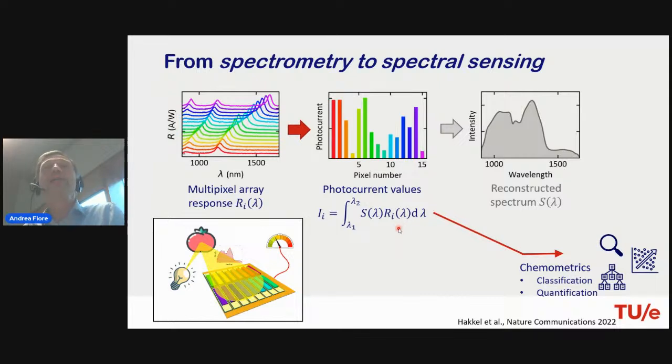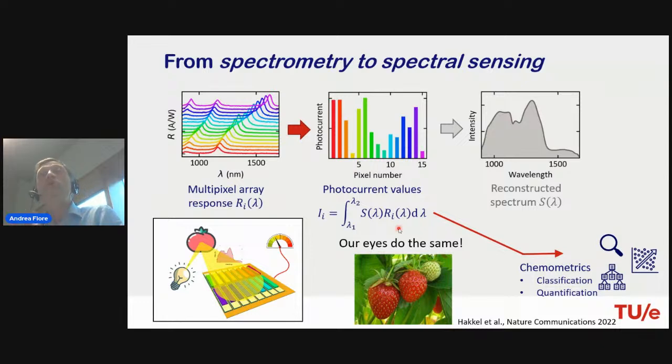And now the reason why it is logical that this can work, at least in principle, is that this is of course what we do with our eyes and our brain. We learn, right? We never reconstruct a spectrum in our brain. We just learn what color is good and what is not good. So that was also a motivation to try that.